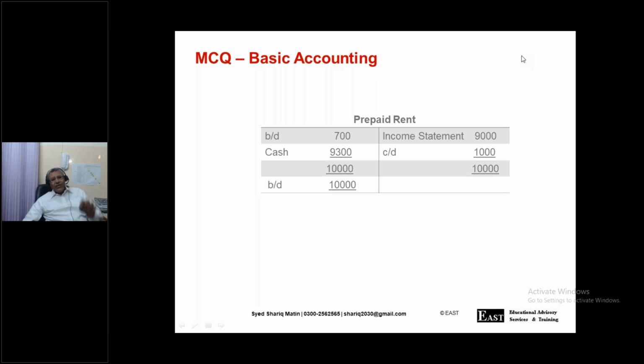Is it clear? Because 700 was the amount that was prepaid, 9,300 we paid during this period. Total becomes 10,000. Sorry, out of which only 9,000 is expense for the period. So the remaining 1,000 is prepayment, and we don't use the word prepayment these days. We use the word other receivable for prepayments.